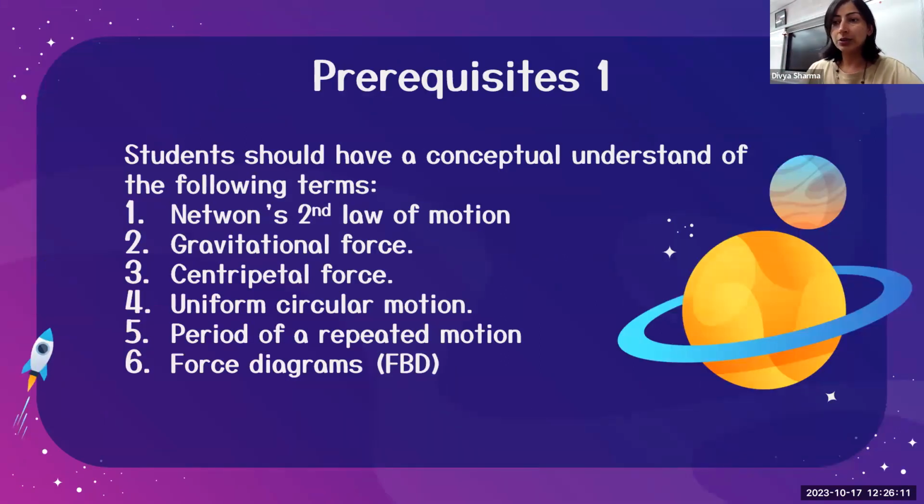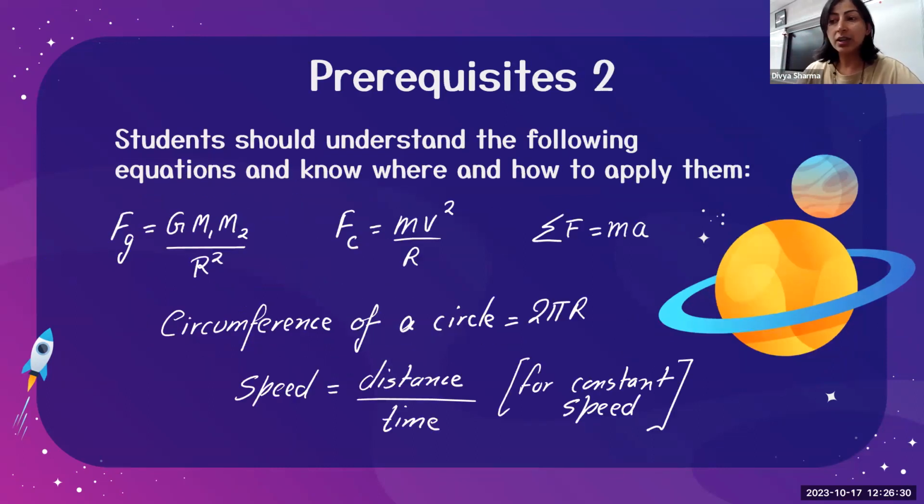All right, so things that you must know before you can derive this equation: you must know Newton's second law of motion, you must know what gravitational force is, centripetal force, uniform circular motion, and what is meant by period of a repeated motion. You must know free body diagrams too. These are the equations that you will need to derive this. You're going to need your gravitational force equation, centripetal force equation, and Newton's second law equation. You're going to need to know that the circumference of a circle is 2 pi r. And you also need to know that speed is distance over time as long as speed is constant.